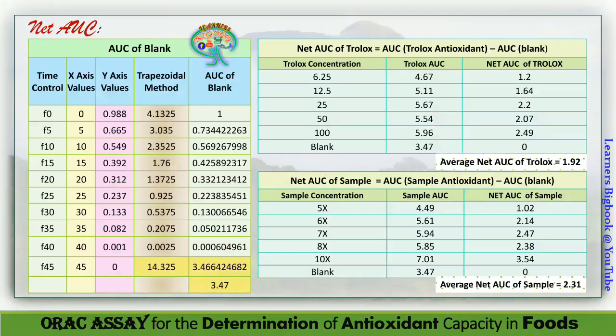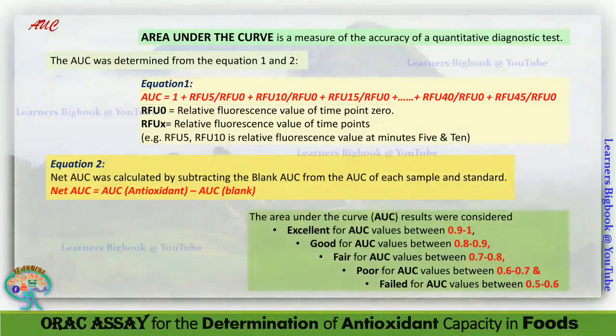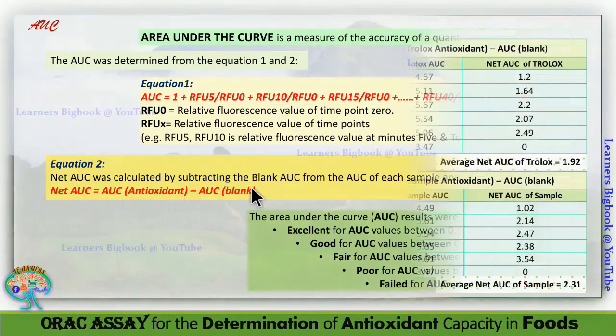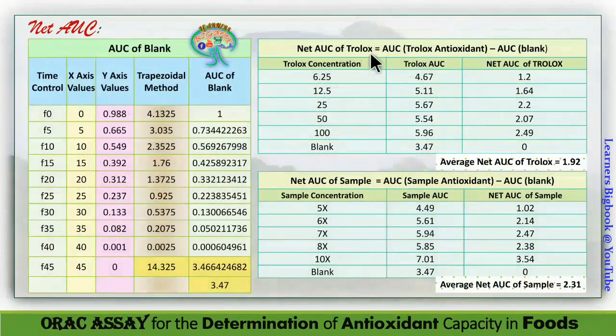Now further, these values will be noted, and after calculating the AUC of the blank, you are going to calculate the net AUC. So this whole slide will be labeled as net AUC, as we need the AUC of the blank. Before going to the net AUC calculation, we are going to use equation 2: net AUC is equal to AUC of antioxidant minus AUC of blank. Here you can see net AUC of Trolox, net AUC of sample.